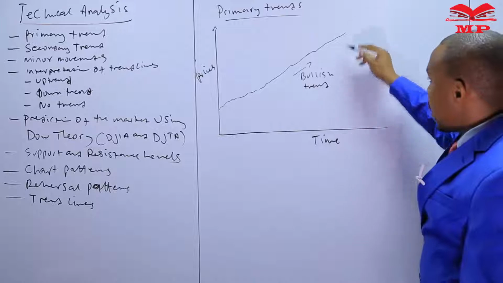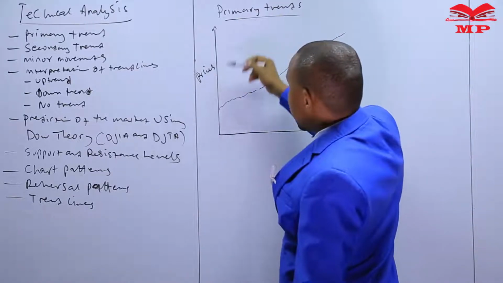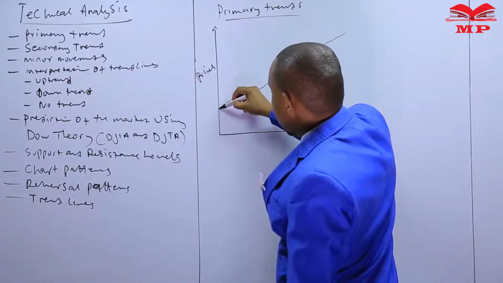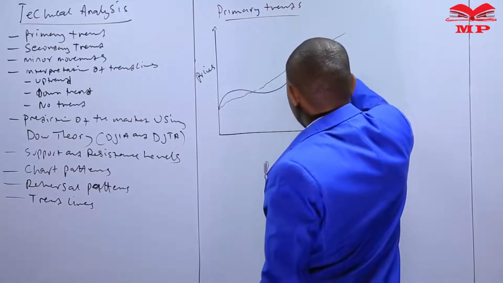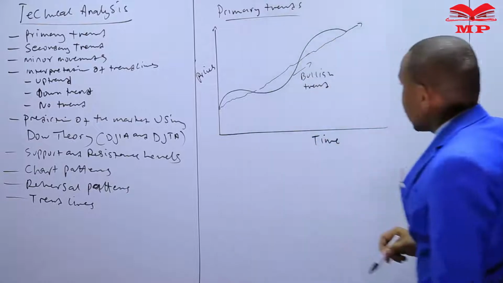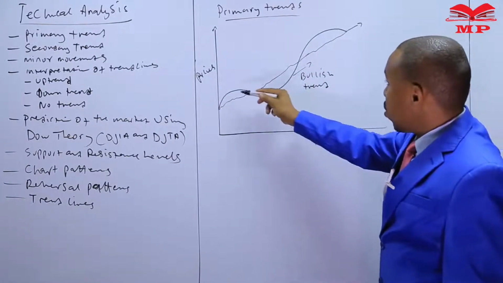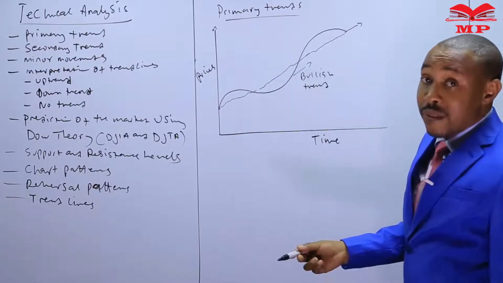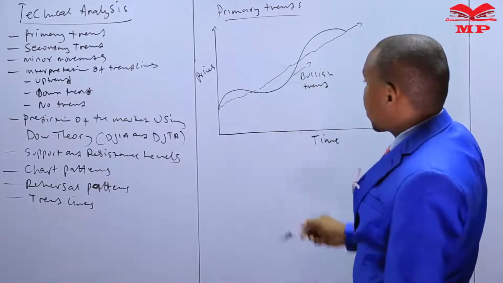Bullish means that it's moving up. Bearish means that it's moving down. So trying to explain the primary trend, it is in form of waves, rather tides. So that is an indication of a bullish trend based on the primary trend. How different is that from the secondary trend?